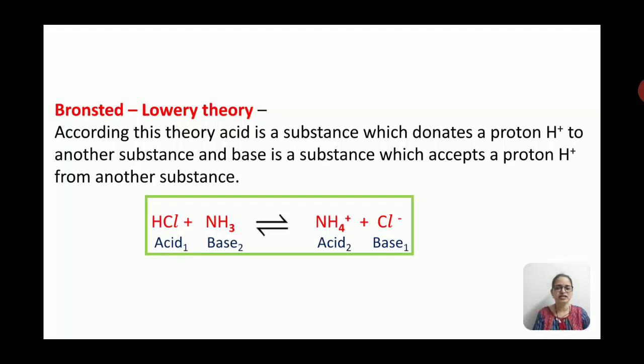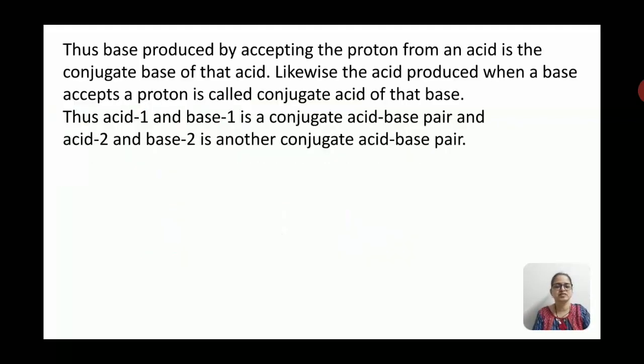Similarly, NH3 accepts a proton from HCl and forms NH4+, which is an acid. So, we can say that NH4+ is the conjugate acid of the base NH3. So here there are two conjugate acid-base pairs. The first one is HCl and Cl-. Similarly, the second one is NH4+ and NH3. This is the explanation regarding conjugate acid-base pairs.